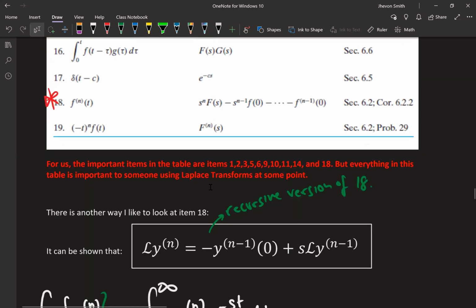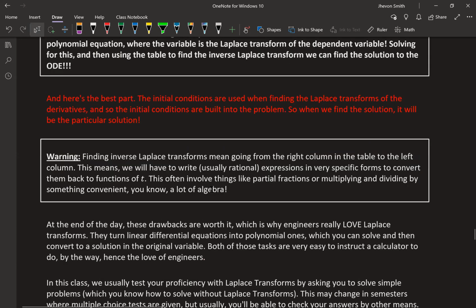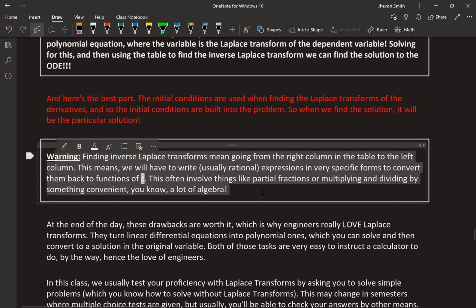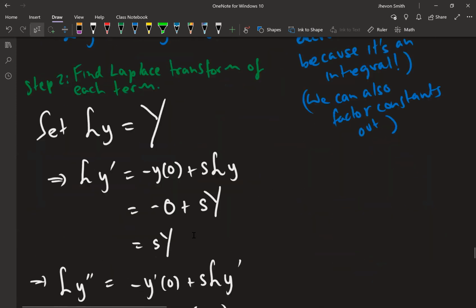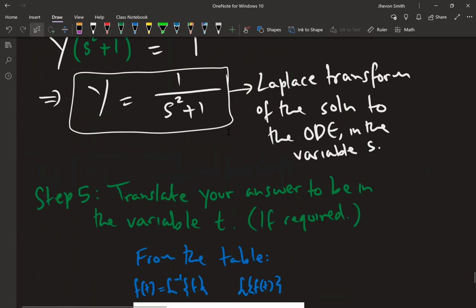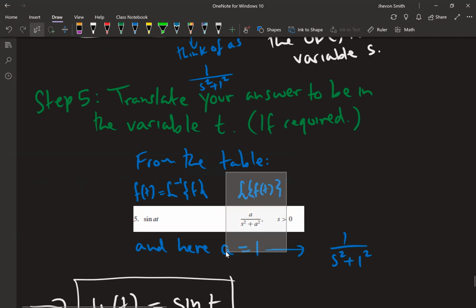Now, a word of warning here, which I believe I typed this out. Finding the inverse Laplace transform means going from the right column in the table to the left column. This means we will have to write the s expressions in very specific forms so that we can convert them back, right? I need to be able to express everything that I see in this answer in a convenient form. I need to think of this as 1 over s squared plus 1 squared. I need to kind of rewrite it in a nice form that fits some term in the right column.